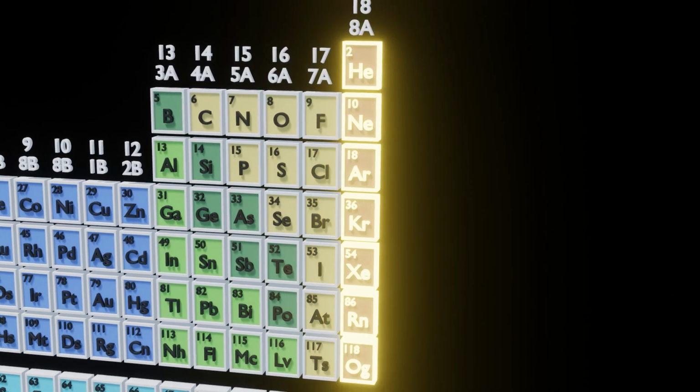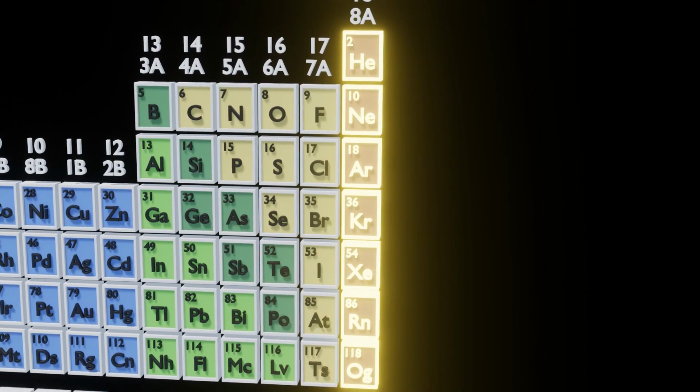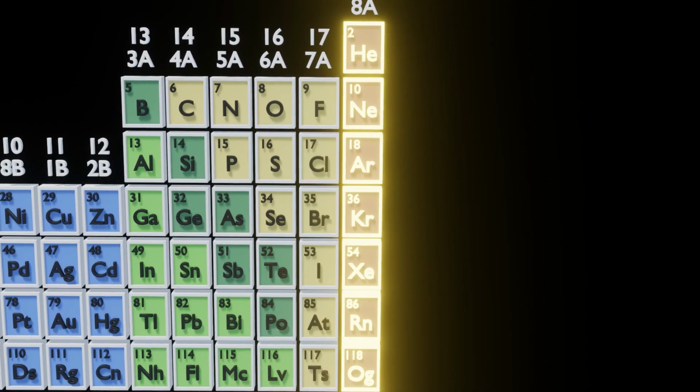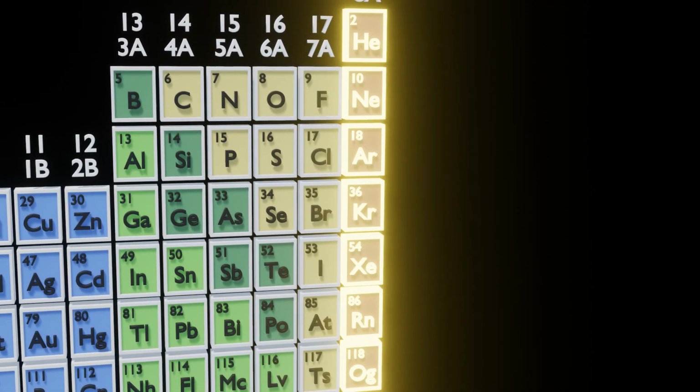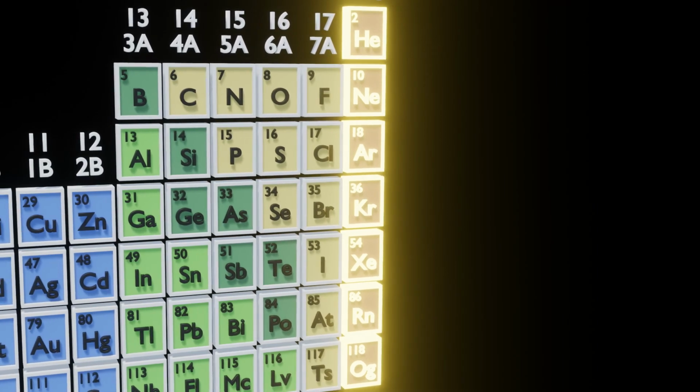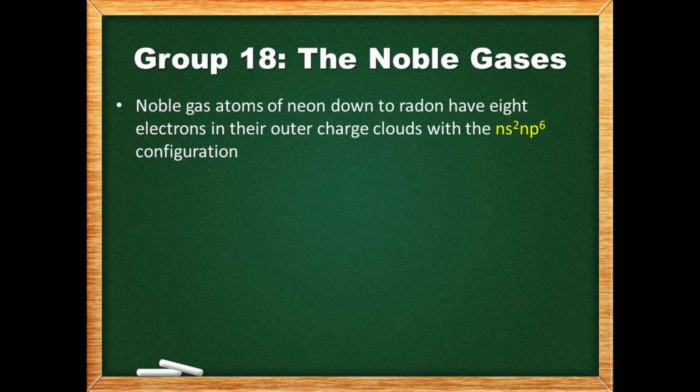The family on the far right side of the periodic table is known as the family of noble gases. These gases are generally unreactive, although compounds of argon, krypton, xenon, and radon have been prepared. All of the noble gases except helium have filled s and p sublevels and a total of 8 electrons in their outer charge clouds. This particularly stable electron configuration, known as the stable octet, explains the low reactivity of the noble gases, and also explains the electron configuration achieved by many cations and anions.